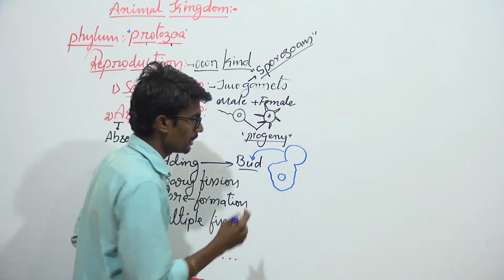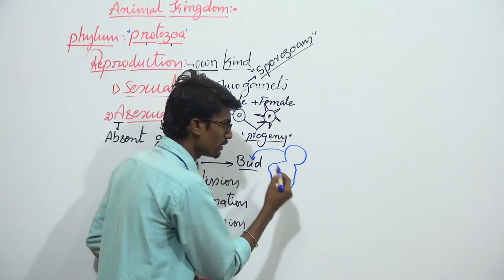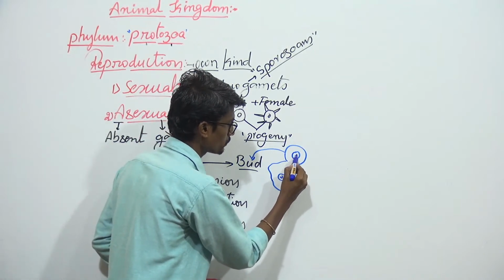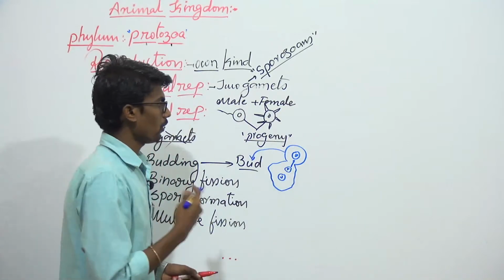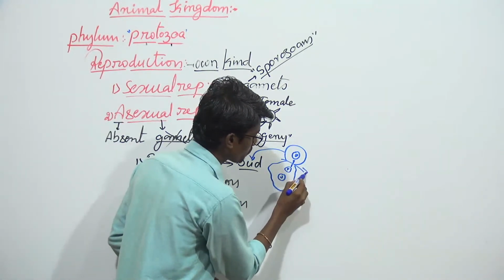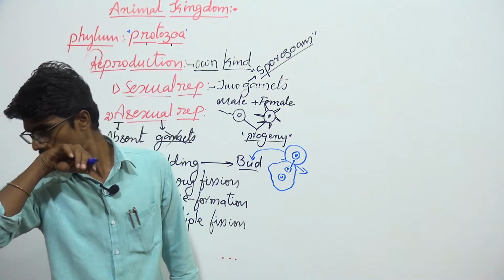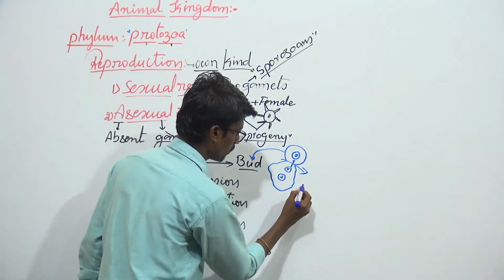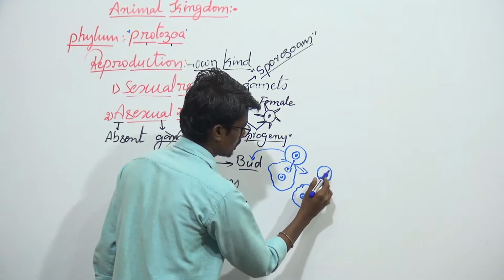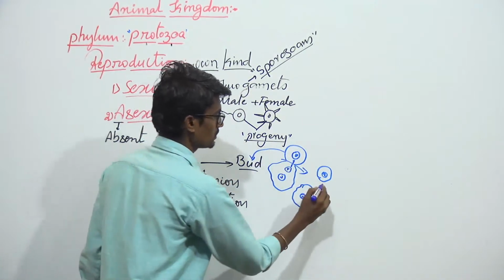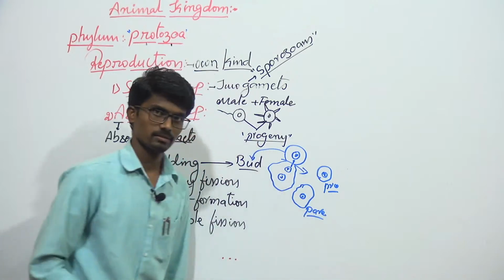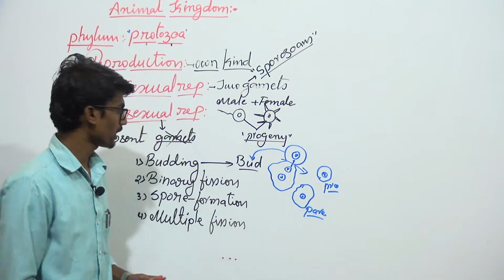When the extra growth is formed, later the nucleus will be divided into two. After the division, the nucleus migrates to that bud. And after the nucleus moves to the bud, what happens? It will be detached from the parent. How is it detached? It becomes like this. After detachment, this is the parent, this is the offspring, this is the progeny, this is the parent. And this kind of reproduction is known as budding.